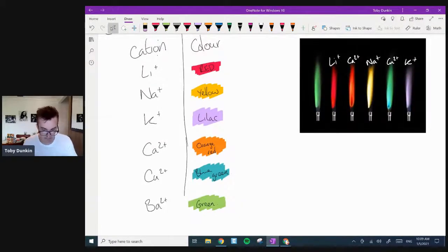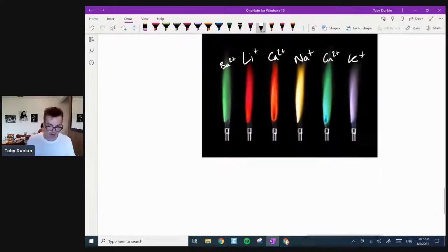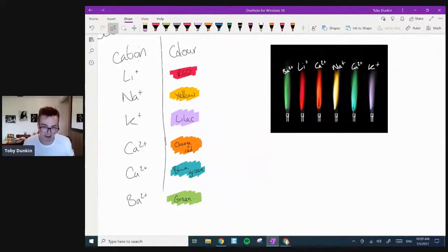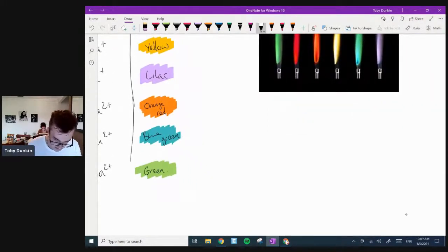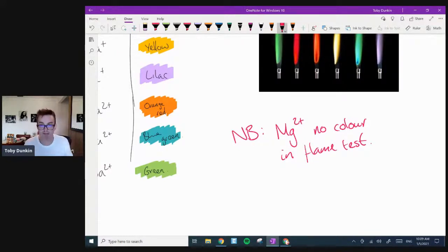Now, the important bit for me to mention, by the way, I'll add barium onto here, Ba2+, is, at this point, everyone's like, this is awesome, we get all these cool colors, why can't we just keep going? The answer is, not all metal cations produce a flame color. So magnesium, for example, this is an important nota bene, Mg2+, no color in flame test. You can't test for magnesium that way. You can test for calcium that way, you get your orange red. But magnesium, it's going to give no change.